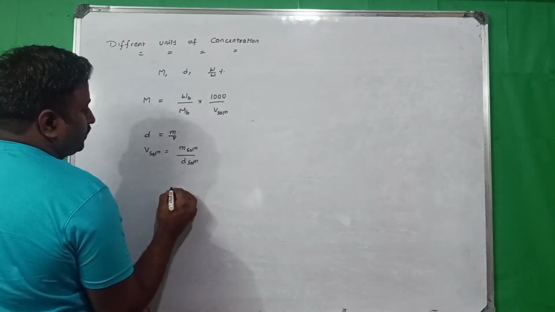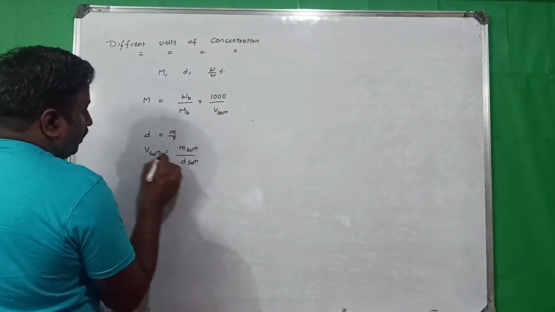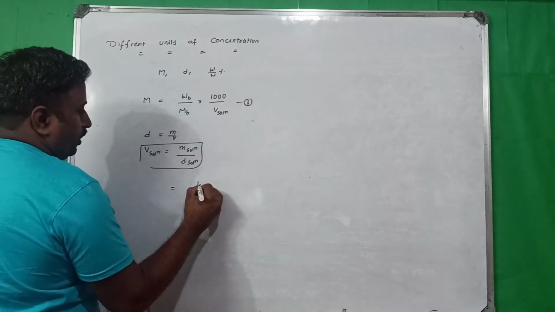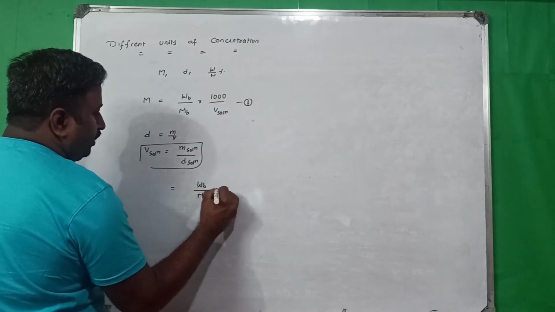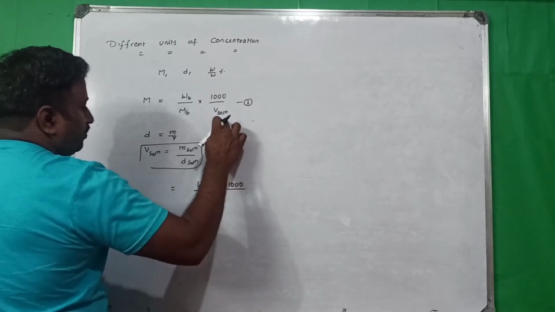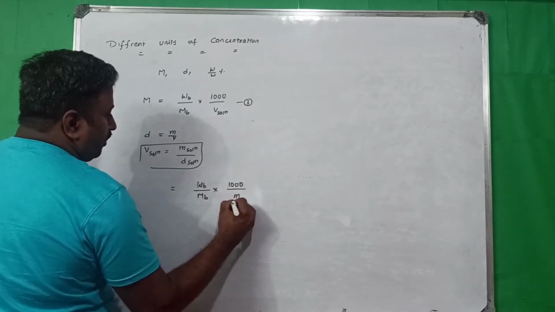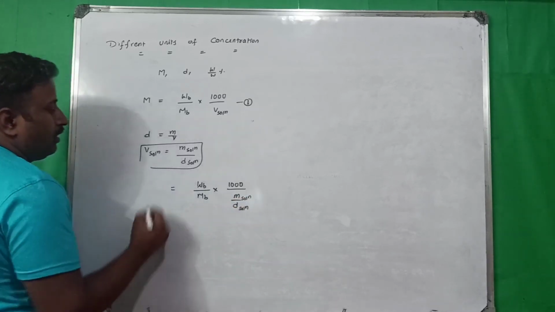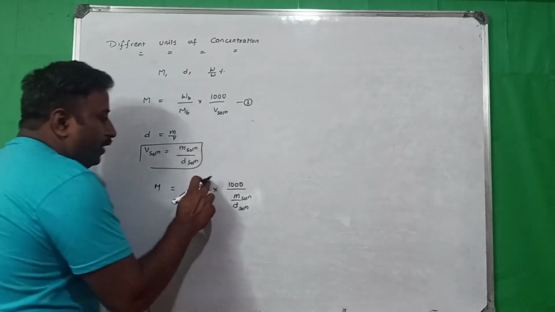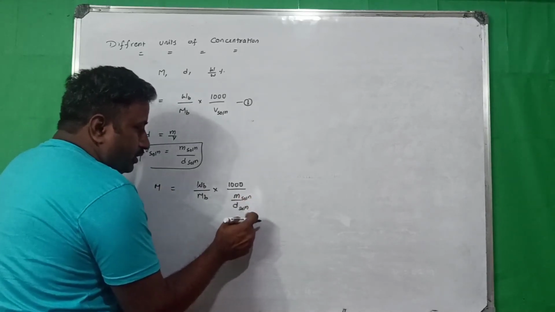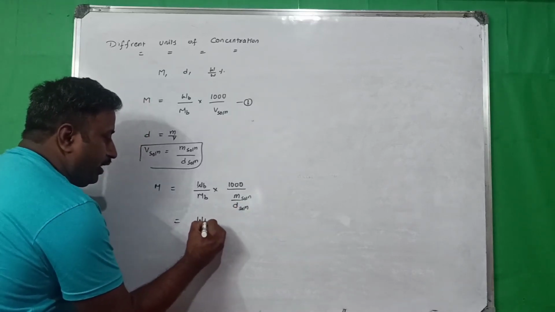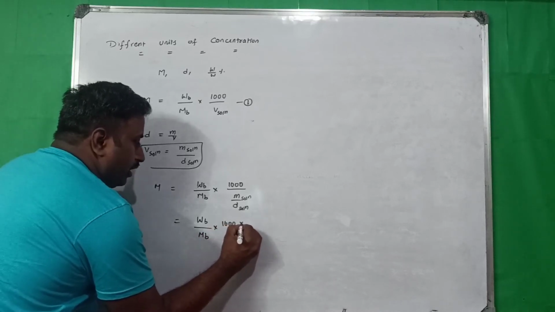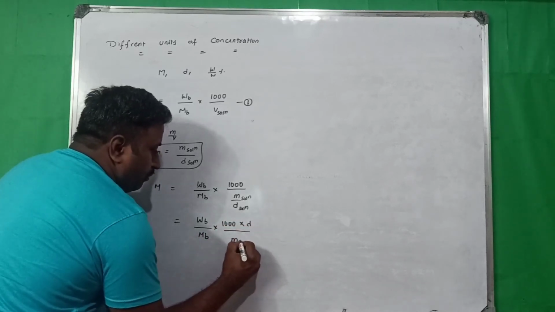Now we can take V and substitute in equation 1. So Wb upon Mb into 1000 upon volume is nothing but mass by density, where mass and density are those of the solution. Now, weight of solute upon weight of solution: this D will go up and we can write it as Wb divided by Mb into 1000 into density upon mass of solution.